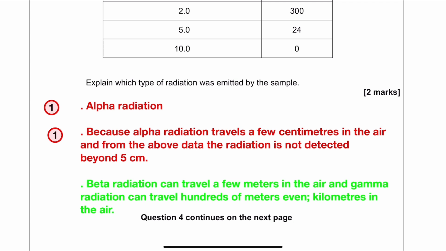The radiation which is emitted is alpha radiation, because alpha radiation travels a few centimeters in the air, and from the above data the radiation is not detected beyond 5 centimeters. We see here after 5 centimeters the value is 0. Beta radiation can travel a few meters in the air, and gamma radiation can travel hundreds of meters, even kilometers in the air. The mark distribution is given along with the answer.